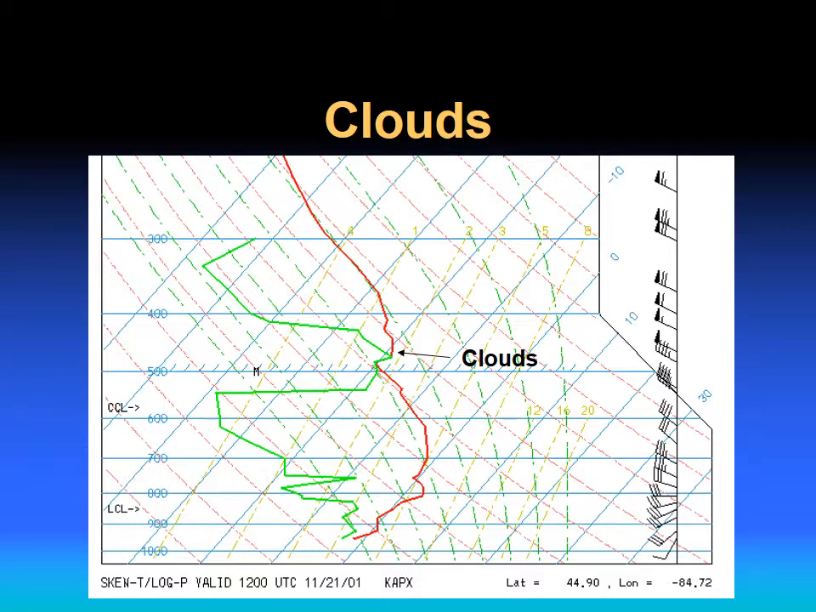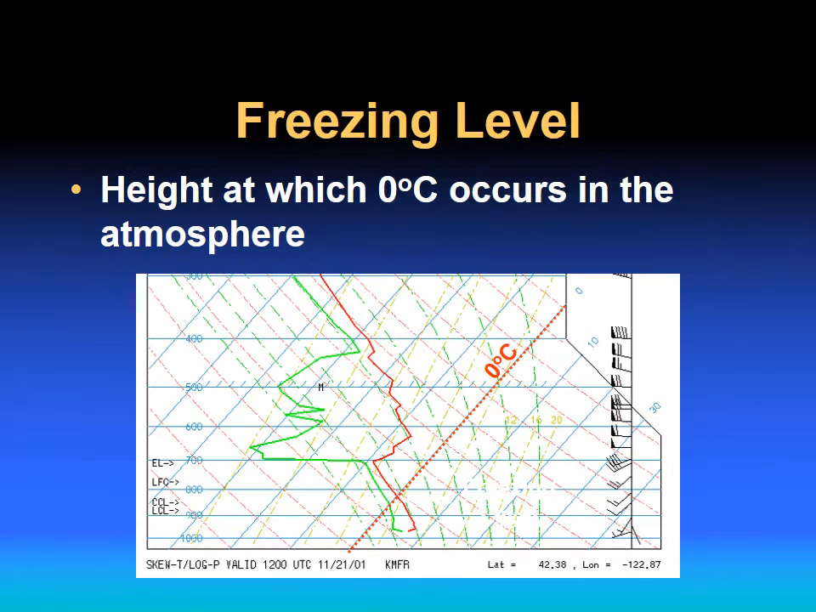Here's an example, and this is a very good example where the sounding went right through a cloud, and you can see the temperature and dew point are right next to each other. But sometimes they're close, and when they're close, we can infer that there are clouds.